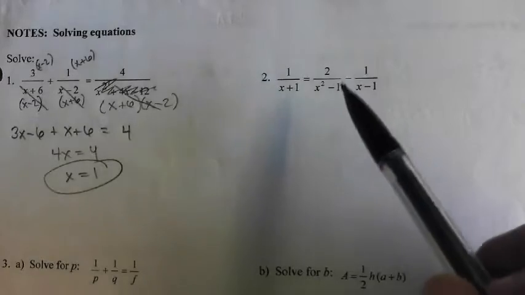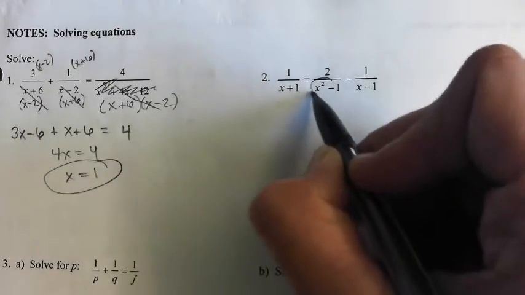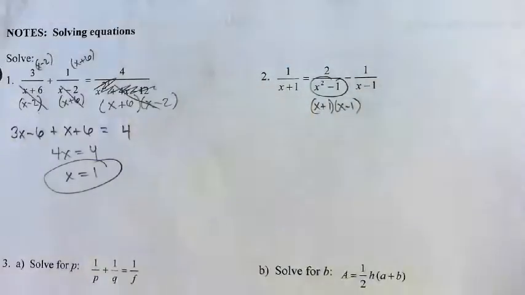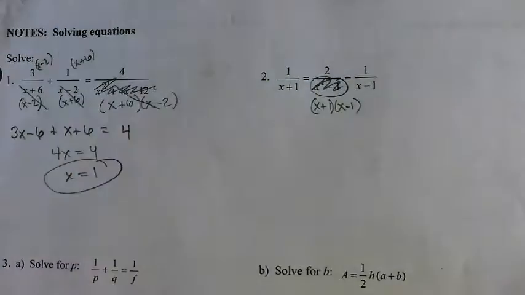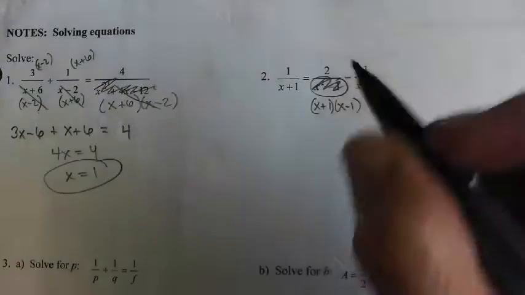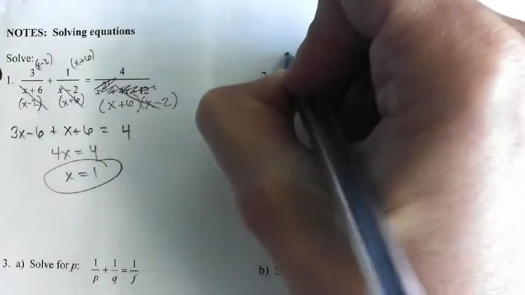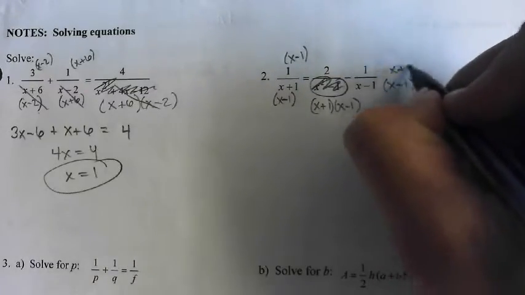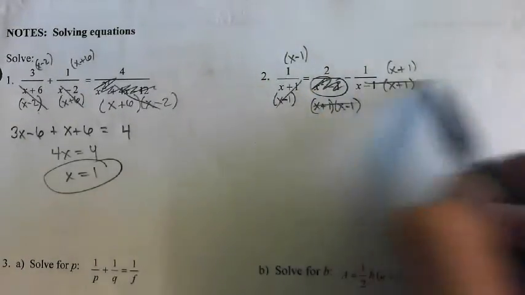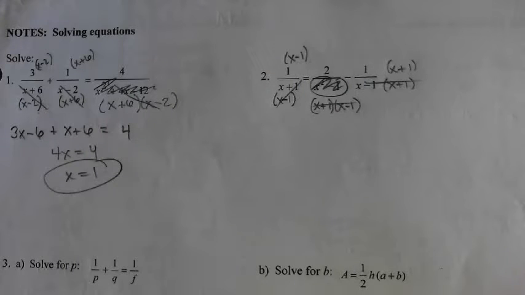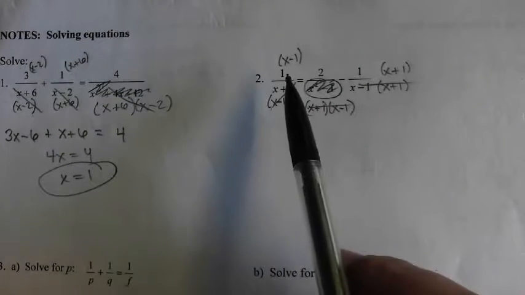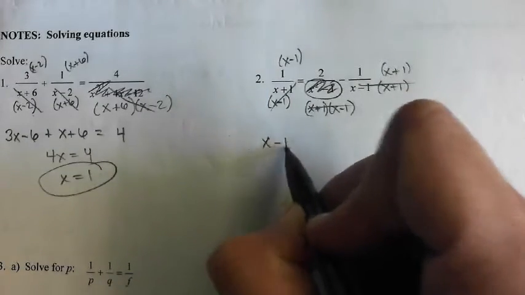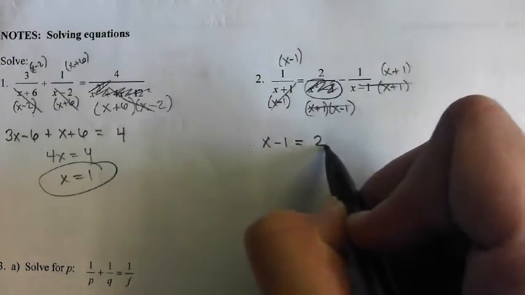All right, number 2, the second denominator here, x plus 1, x minus 1. The first denominator needs an x minus 1. Last denominator needs an x plus 1. And then we can drop our denominators and focus on the numerator. So in my numerator, pretty straightforward, distributing the 1. That's an x minus 1. The 2 didn't need anything, so equals 2.